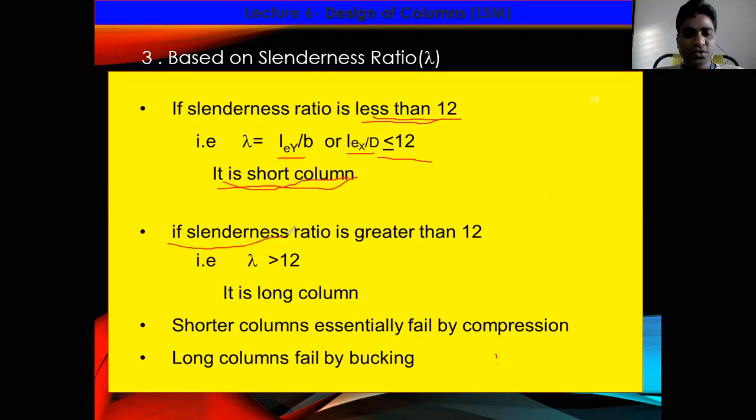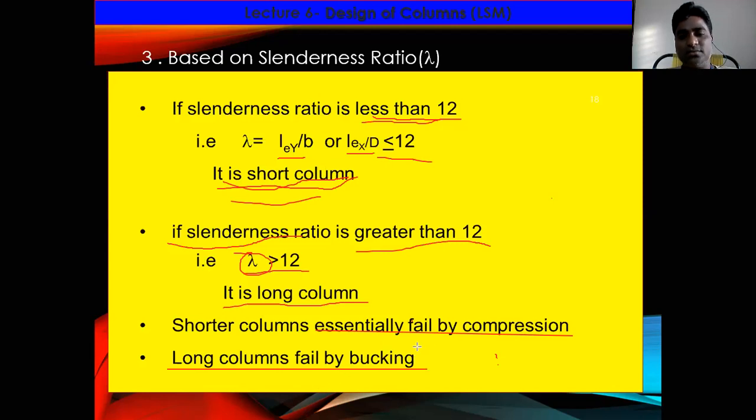And if the slenderness ratio is greater than 12, that means lambda is greater than 12, then we classify it as a long column. That means it will fail due to buckling, because the strength of the column depends upon the type of the column, whether it is long or short, because it depends upon lambda, right? So the short columns essentially fail by compression, that is nothing but crushing. And the long columns fail by buckling, as shown in the figure.